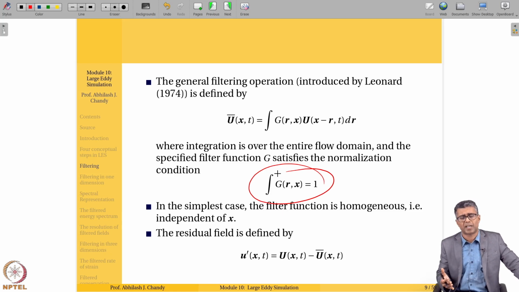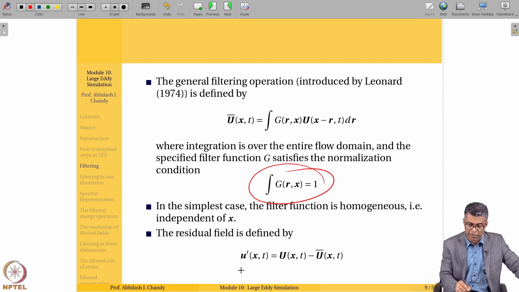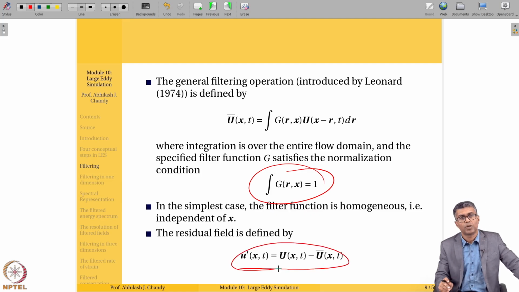Now, the simplest case scenario is that your filter function is homogeneous, meaning it is independent of x. Okay, that's the simplest case scenario, and we use that quite a bit. Now, your residual field is defined as u minus u bar, isn't it? That's how the filtering operation was defined. u is equal to u bar plus u prime. So u prime is equal to u minus u bar.